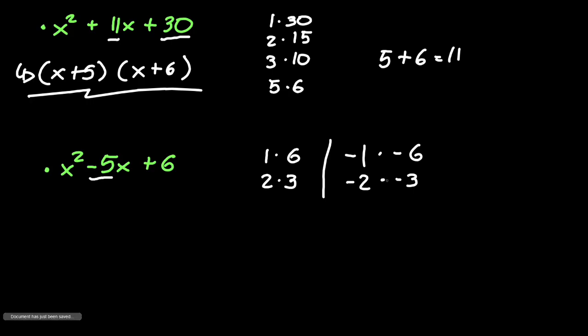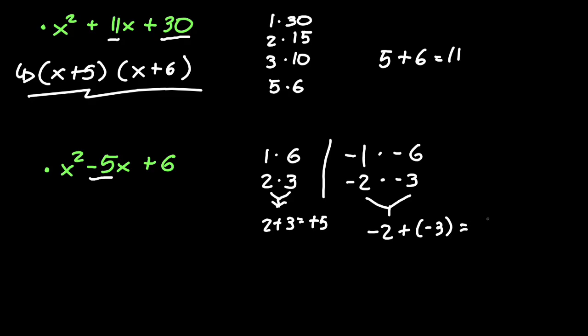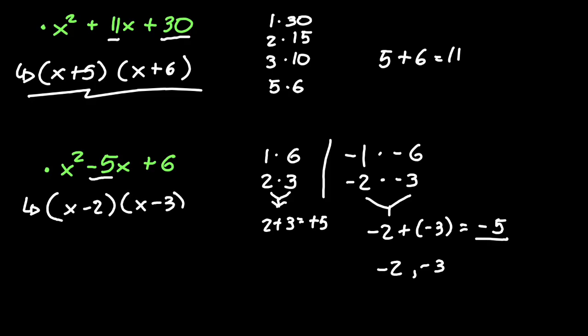would be positive 6. And so, it is because of this, when you add 2 plus 3, it would be positive 5, which is not the case here. And so, if you add these two, negative 2 plus negative 3, it would be negative 5. And so, this right here would be our factor, which is negative 2 and negative 3. And so, our answer would be x minus 2 multiplied by x minus 3.